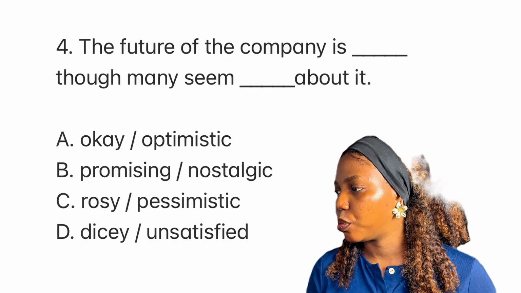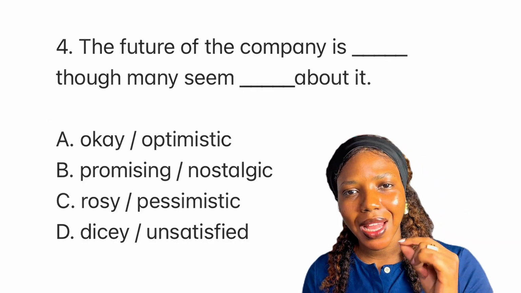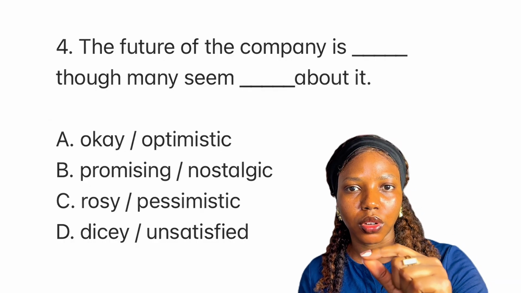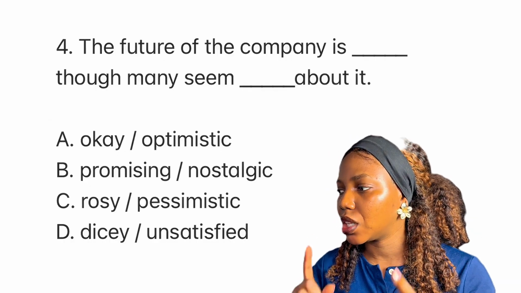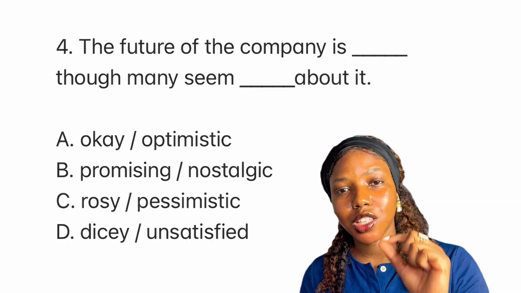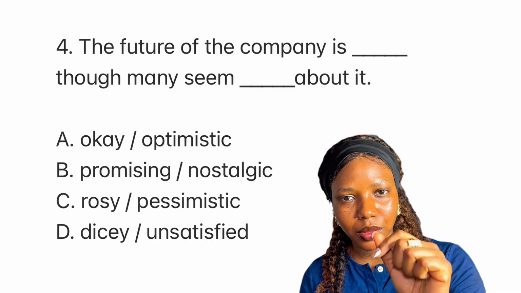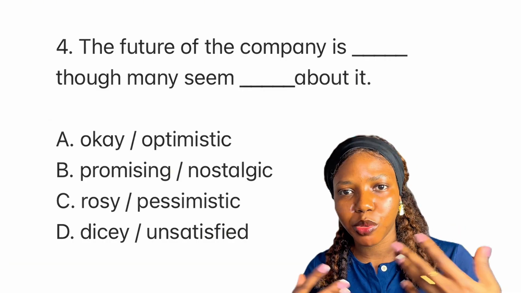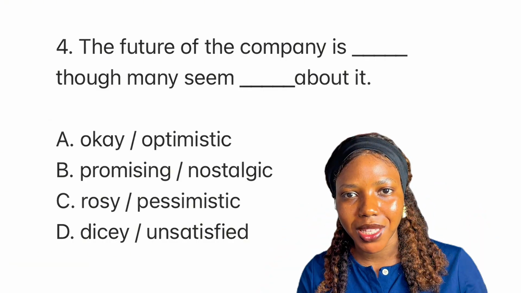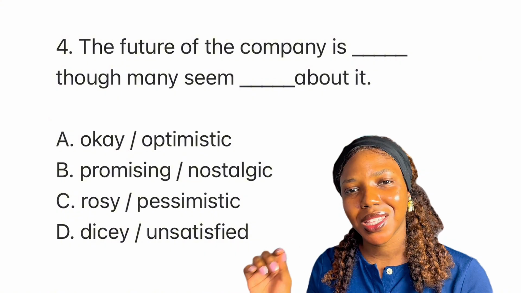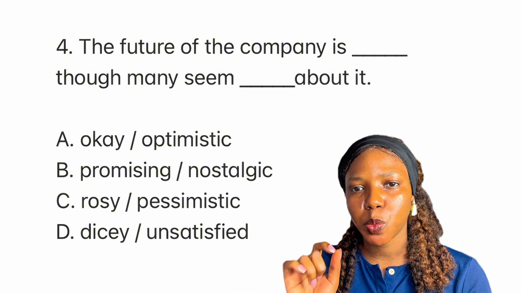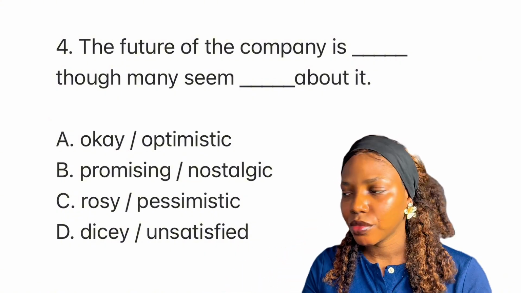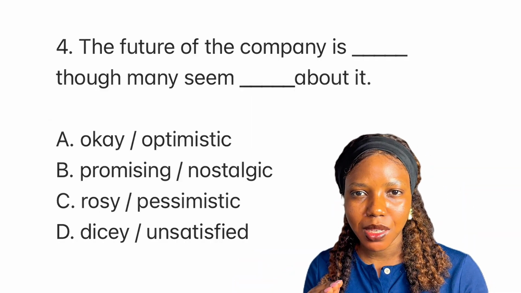Now take a look at option B, promising. Promising means likely to be successful in the future. This is positive. Now take a look at nostalgic. Nostalgic is you're missing something about your past, right? Option C, rosy. Rosy means bright. When we think of rosy, we think of bright. It's a positive word. Now look at pessimistic. Pessimistic means expecting something bad to happen.